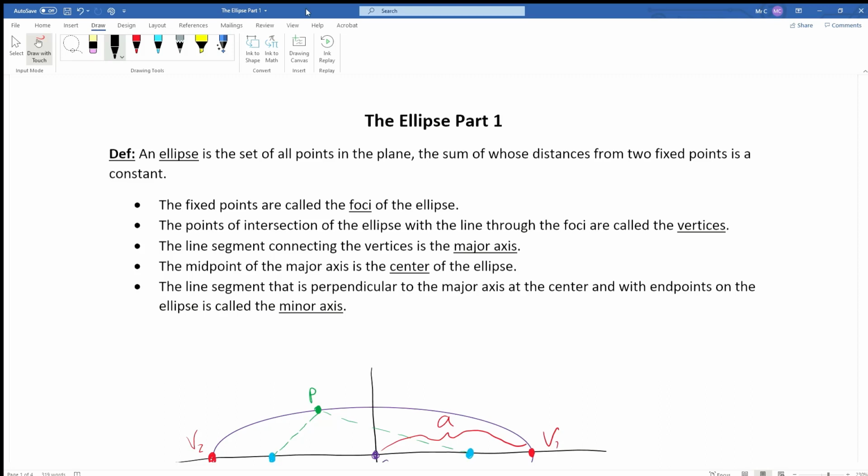Hello everyone, and welcome to part 1 of our videos on the ellipse. So we're going to start with the geometric definition of the ellipse and the names of its various parts.